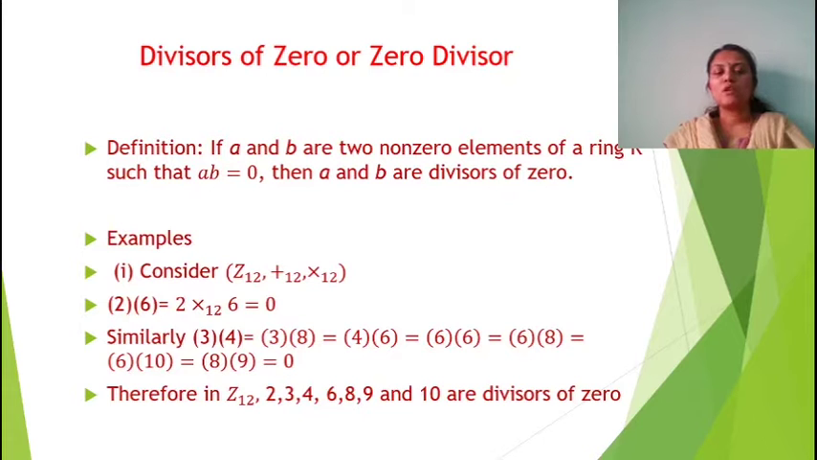Therefore in Z12, 2 into 6 equals 0. So 2, 3, 4, 6, 8, 9 and 10 are divisors of 0. Here everywhere the product is equal to 0, but all these numbers are not 0.